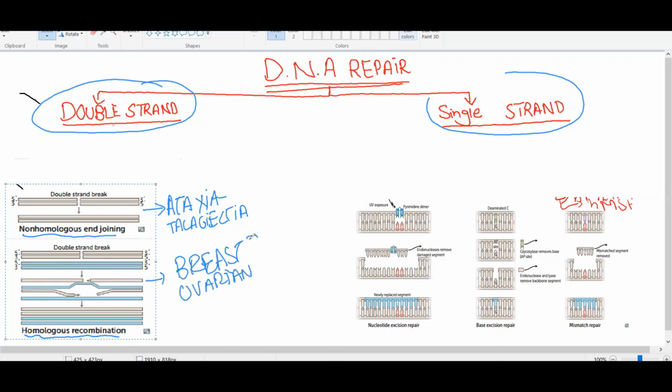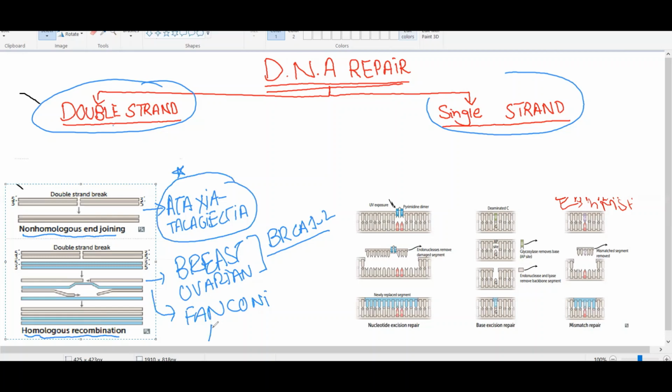The genes are BRCA1 and 2. It also happens in Fanconi anemia. So again, the clinical significance of non-homologous end joining defect is ataxia telangiectasia, which is super high yield stuff. Second, if homologous recombination DNA repair does not take place, then this leads to breast and ovarian cancer, BRCA1 and 2, and Fanconi anemia.